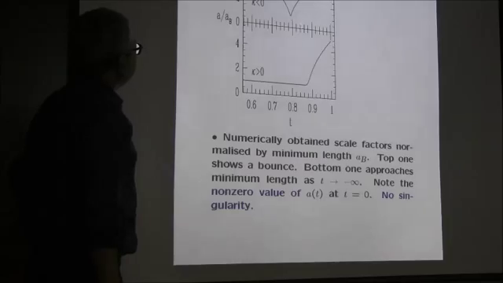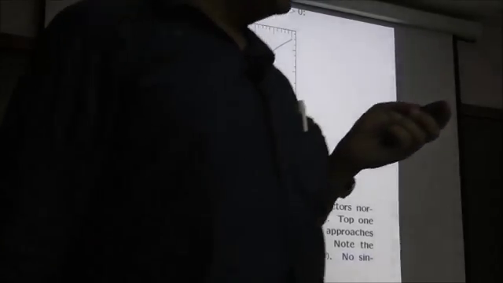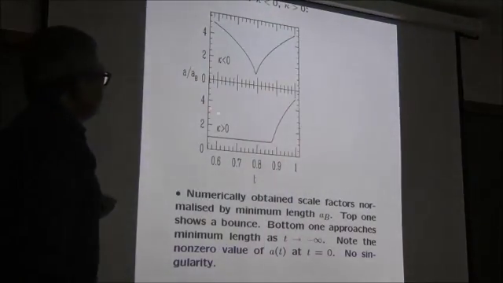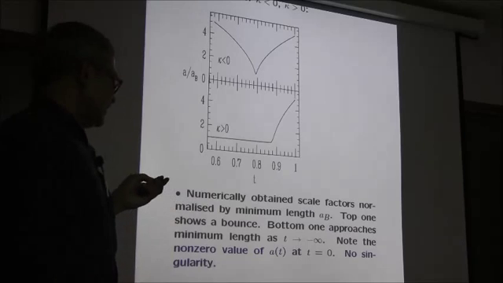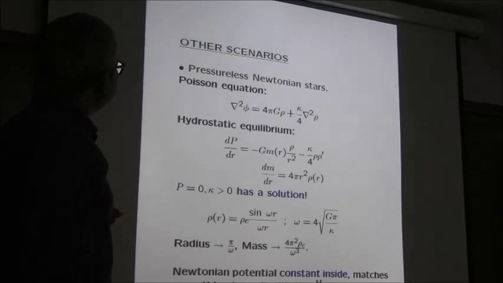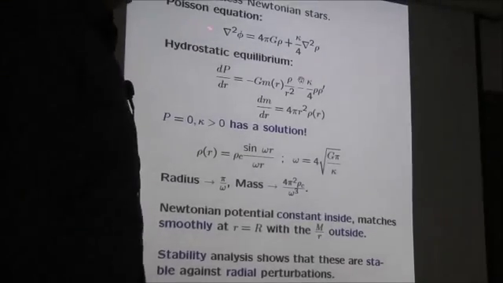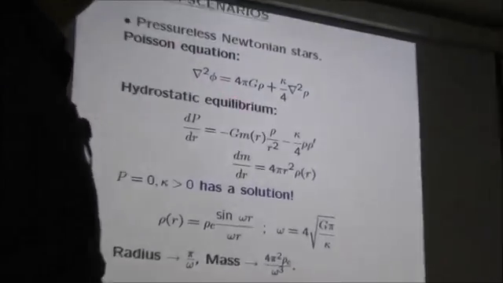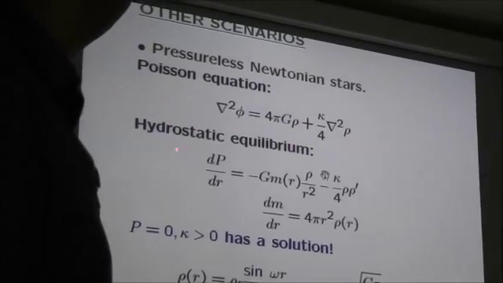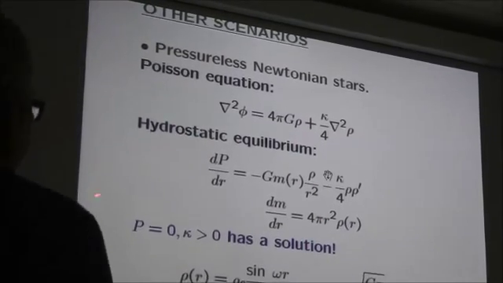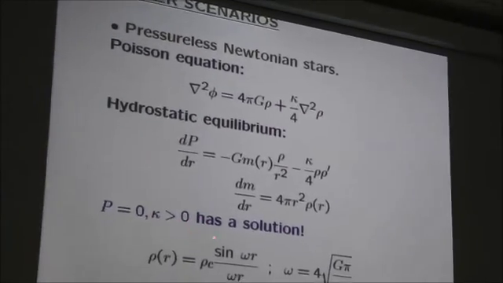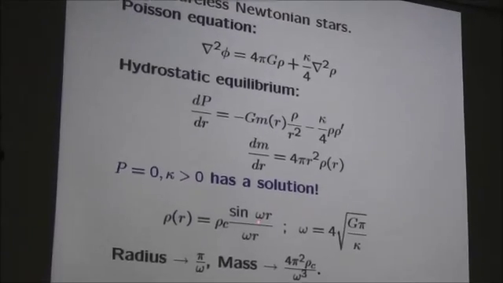So there is no singularity, and that was the main point in the paper by Banados and Ferreira in 2010, which led to attention on this work and this theory. Since then there has been a lot of work on this. There are various other scenarios which people have looked at. For instance, pressureless Newtonian stars. You have a Poisson equation which is this. You write down your hydrostatic equilibrium equations. P equal to 0, kappa greater than 0 has a solution. So that is something strange and new.